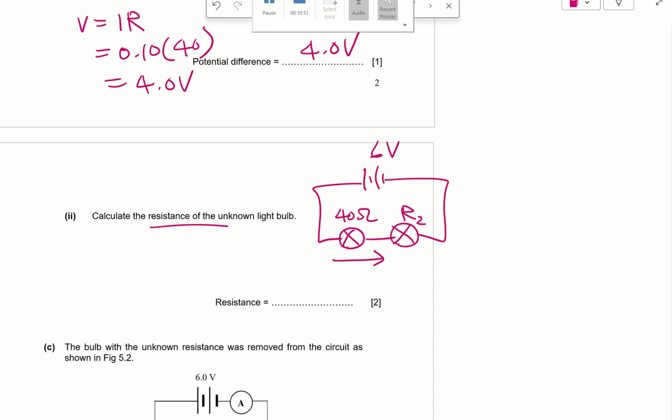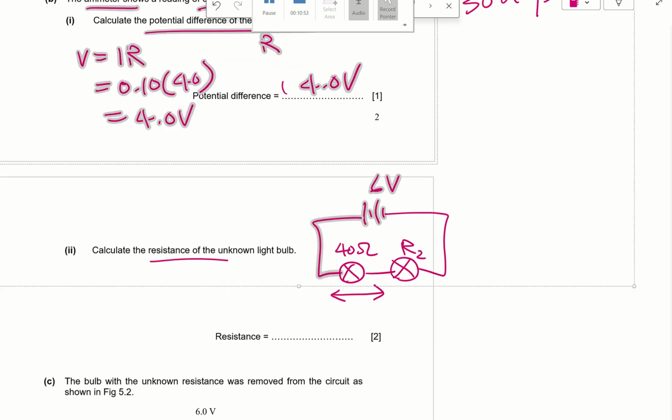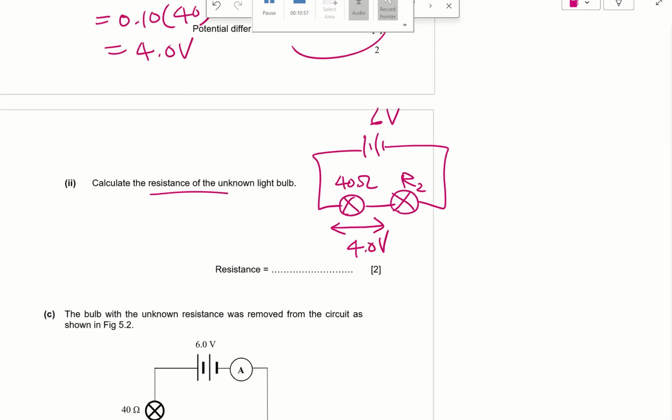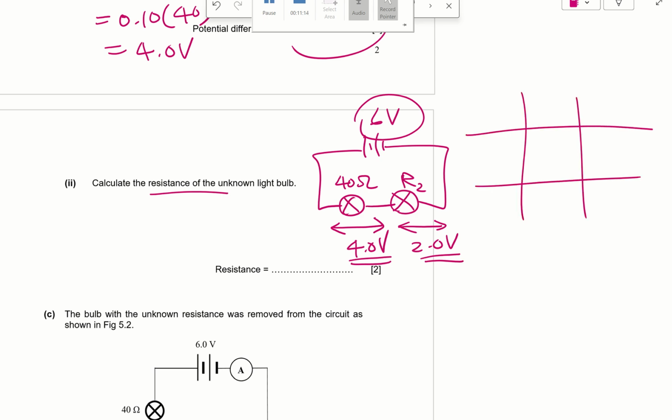Now I know that from part 1, the potential difference here is 4 volts. So imagine my battery is 6 volts. The 40 ohm light bulb already took up 4 volts. So what is left for this? It will be 2 volts. Okay, how do I get this? So remember this thing that I asked you all to draw, series, parallel.